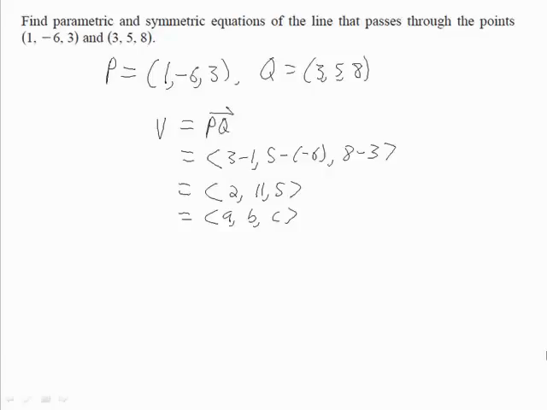Using the direction numbers with the initial point P, (1, negative 6, 3), you can obtain the parametric equations x is equal to 1 plus 2t, y is equal to negative 6 plus 11t, and z is equal to 3 plus 5t. Because a, b, and c are all non-zero, a set of symmetric equations is the quantity x minus 1 divided by 2 is equal to the quantity y plus 6 divided by 11 is equal to the quantity z minus 3 divided by 5.